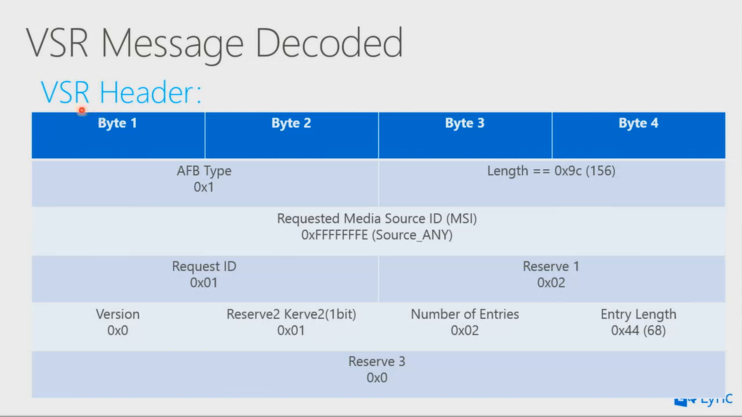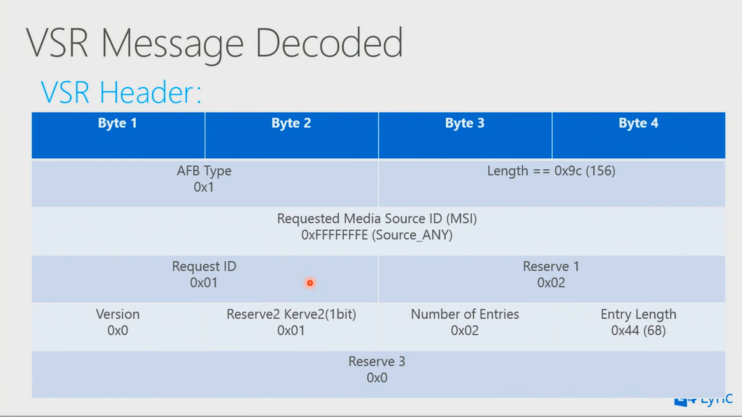First thing you will see is the VSR header, right? It's feedback type 1. That means this is the VSR header, then the length, the total length of this packet, and the requested media source ID. This number means source any. I'm showing you an example from peer-to-peer just to simplify it. But in the case of a conference, that would not be source any. You will actually ask for that particular media source. It doesn't make sense to ask for any media source, right?